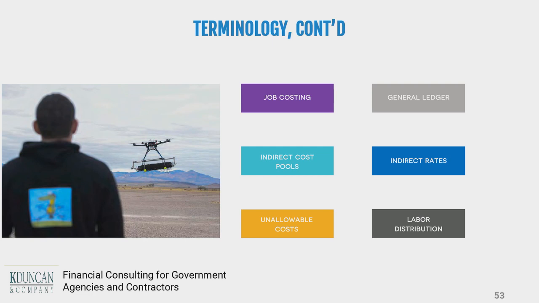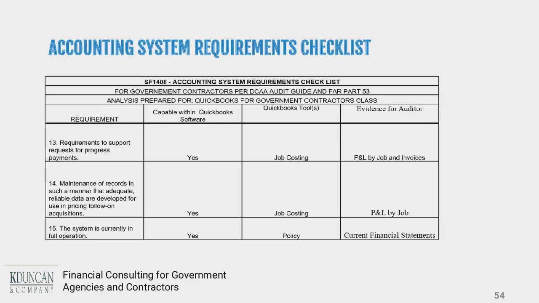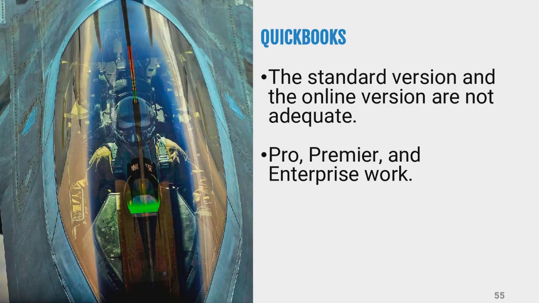Then we have labor distribution. As I mentioned, most contracts are services contracts, which means the government is buying your labor. And so when an auditor is looking at your accounting system, it must be able to show and report on labor. And this is done through a labor distribution report. Next slide, please.